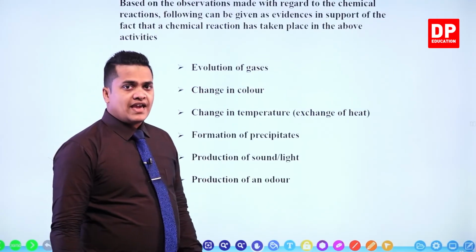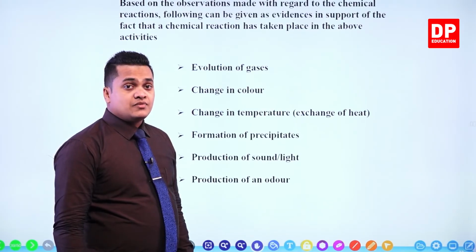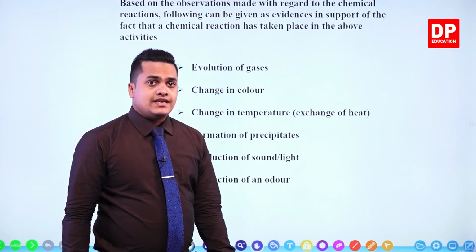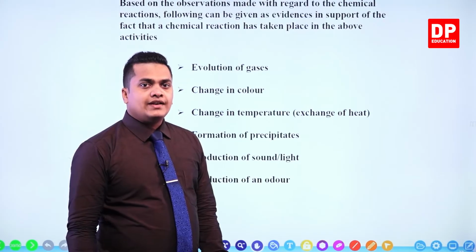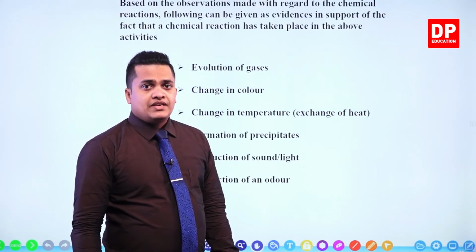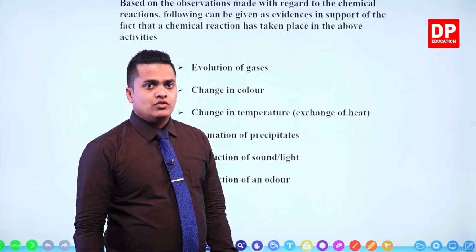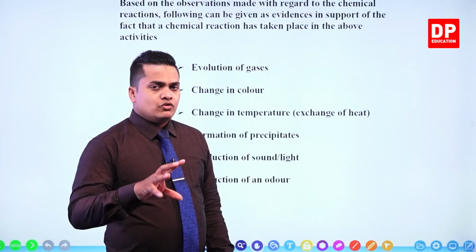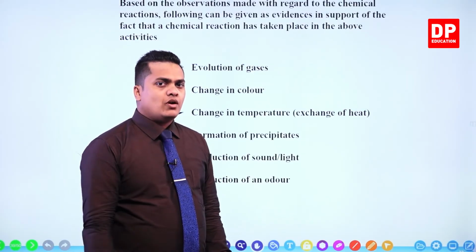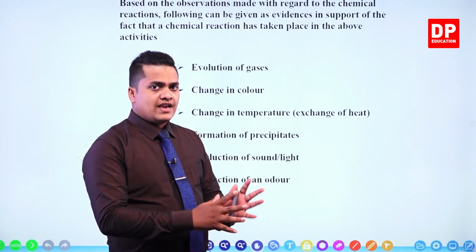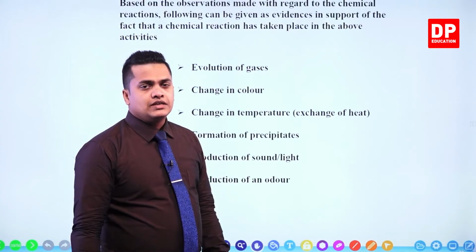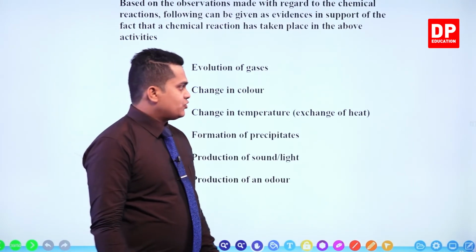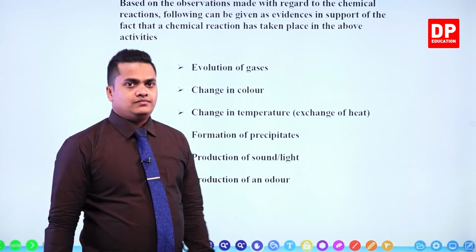Number 1, evolution of gases. Evolution of gases means smoke is also correct. Evolution of smoke, evolution of gas bubbles, like in the earlier case when we added zinc granules to the hydrochloric acid, you could observe that gas bubbles occur. When you are burning a piece of paper, you could see that smoke occurs. So in those kinds of cases, evolution of gases or smoke can be observed. If there is evolution of gas or smoke, then my dear children, that system has gone through a chemical change.